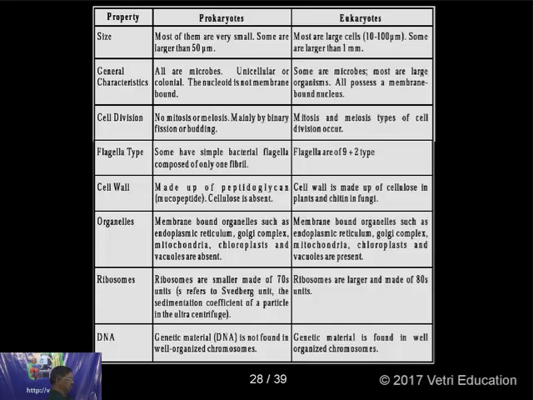Regarding the ribosomes, in prokaryotes they are of the 70S type, that is 50S plus 30S, whereas in eukaryotes they are the 80S type. And the last one, regarding DNA: DNA is the genetic material in both, but in prokaryotes it is not found in well-organized chromosomes, whereas in eukaryotes well-organized chromosomes are found.